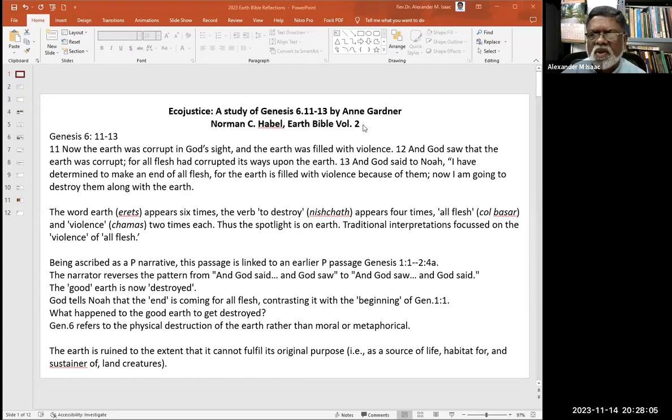It's interesting that this author, Anne Gardner, has found some connections between these 2 passages. That is Genesis 1, verse 1 to chapter 2, verse 4a. It's interesting to note that the P narrator reverses the pattern from 'and God said, and God saw' to 'and God saw, and God said.' You can refer to the 2 passages.